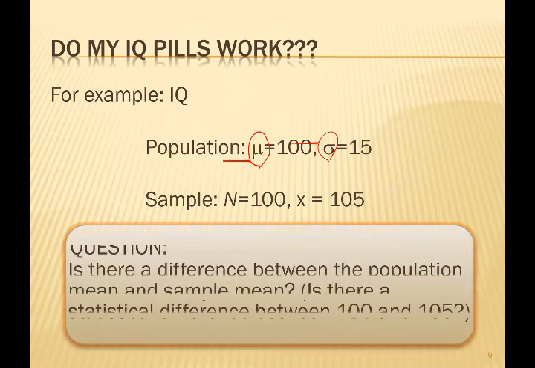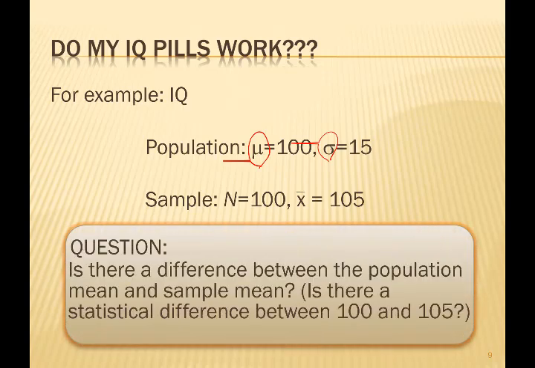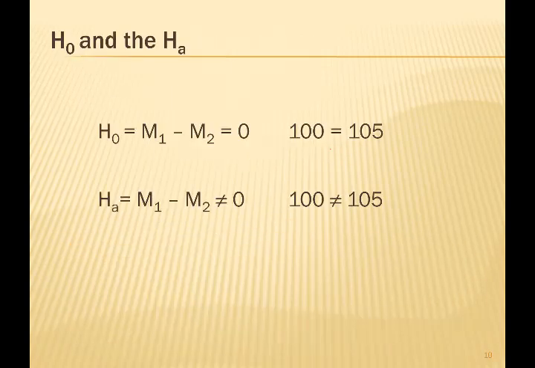So the question to be tested is: is there a difference between the population mean and the sample mean? The population mean is 100, and the sample mean from 100 brave souls in my study is 105. Essentially, is there a statistical difference between 100 and 105? So here's what we want to set up for H0 and HA.